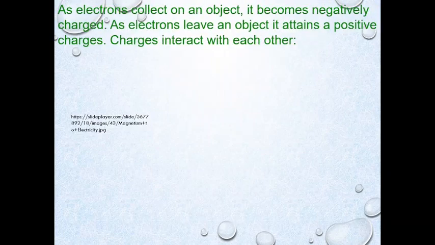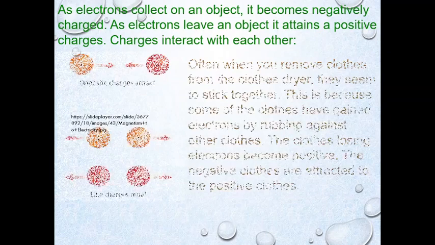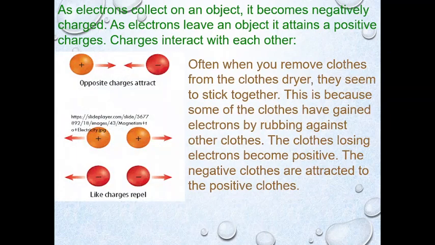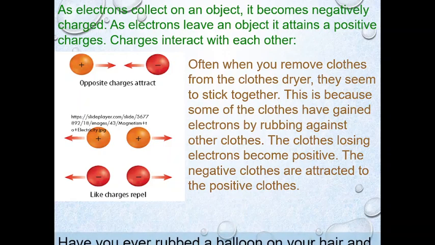Now guys, let's continue our discussion. As electrons collect on an object, it becomes negatively charged. As electrons leave an object, it attains a positive charge. Charges interact with each other, like you can see on my screen. Often when you remove clothes from the dryer, they seem to stick together. This is because some of the clothes have gained electrons by rubbing against other clothes. The clothes losing electrons become positive. The negative clothes are attracted to the positive clothes.